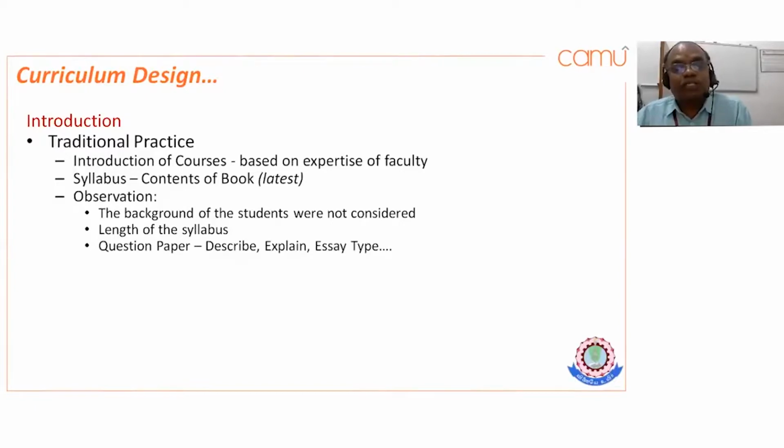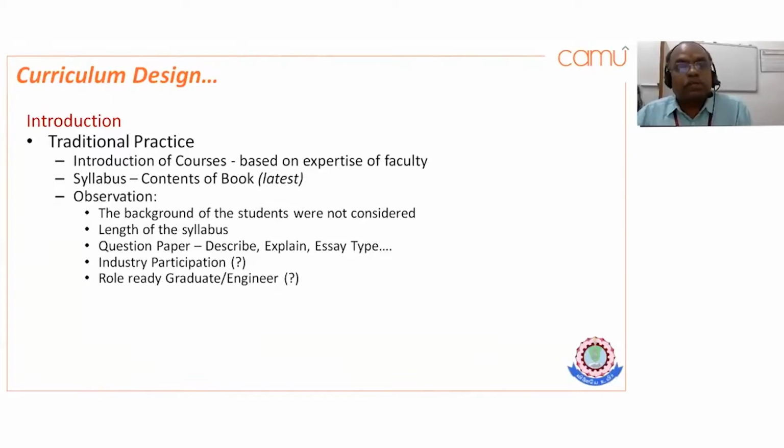The third point is how we are going to set the question papers. In most of the institutions, if you look, they are of the descriptive type: describe, explain, or the essay type question. Normally, it focuses on the understand level in the cognitive domain, not on the higher order thinking skills. That's another observation. Then what is the role of the industry in framing this particular curriculum? There's a big question mark here.